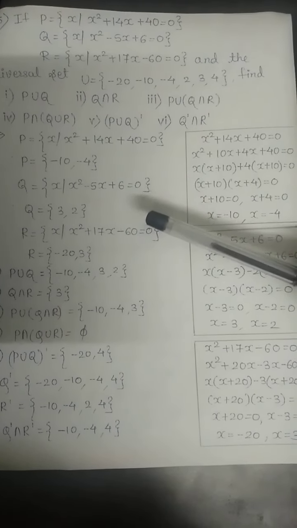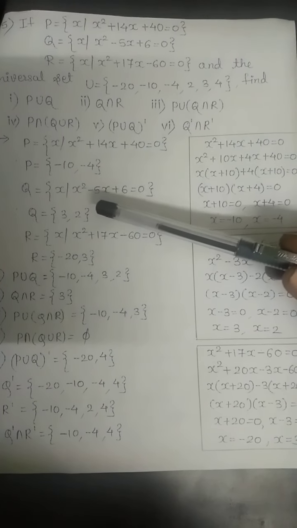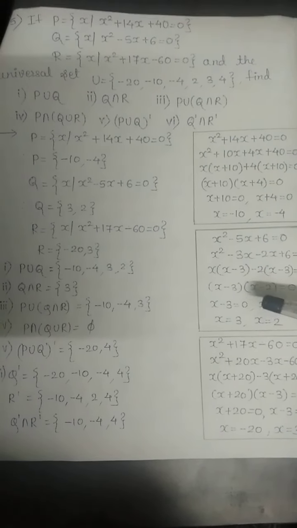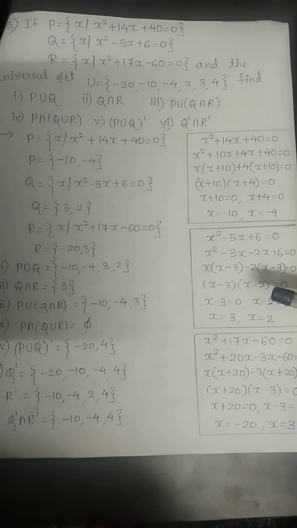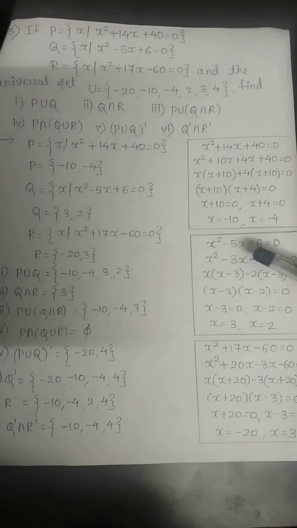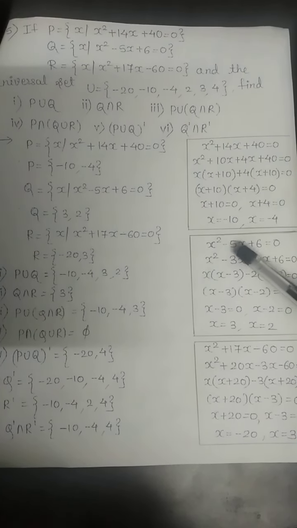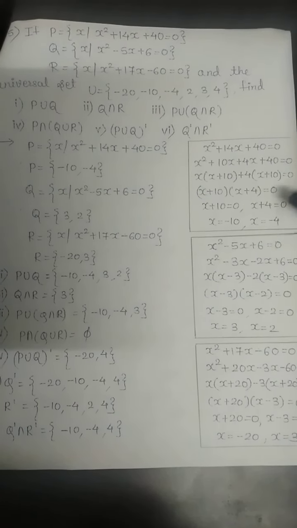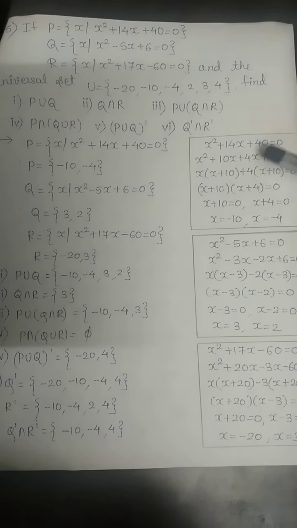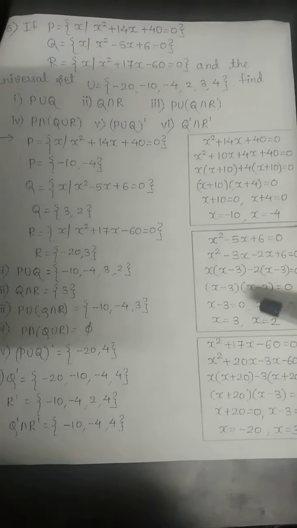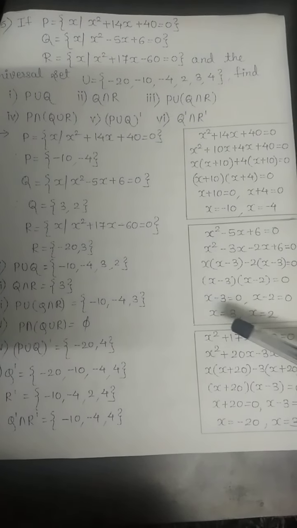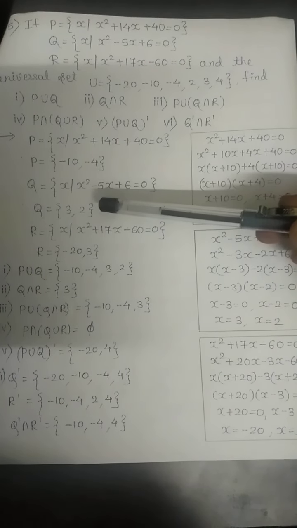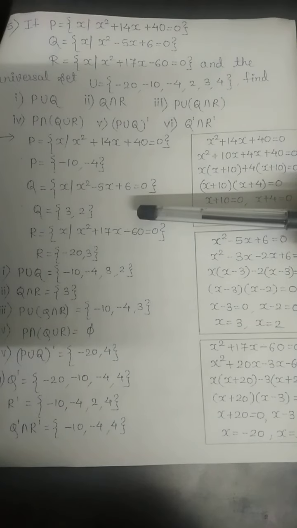Now similarly for Q, we will simplify x square minus 5x plus 6. Here also we will split the middle term so that the multiplication of the two terms is plus 6 and the addition is minus 5. So the middle term minus 5x we will write as minus 3x minus 2x. In a similar manner, just like the previous quadratic equation, we simplify to get the values of x as x is equal to 3, x is equal to 2. Therefore, Q is the set containing two elements, 3, 2.